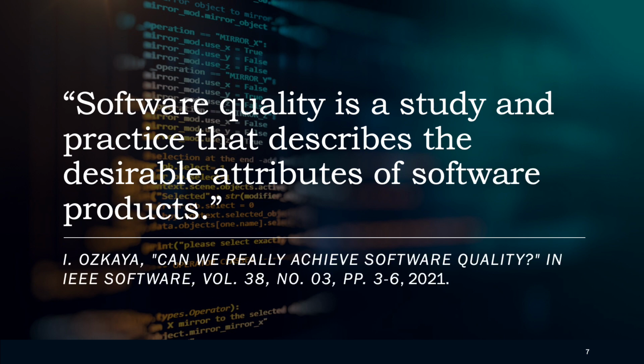So let's first define what software quality means to us. Software quality is a study and practice that describes the desirable attributes of software products. Now, what does it mean that there are these desirable attributes? Is this from the perspective of the user or the perspective of the organization? And as we will see, software quality actually has very different dimensions and several.